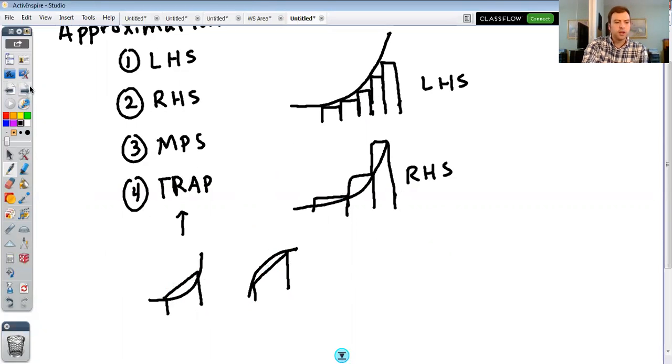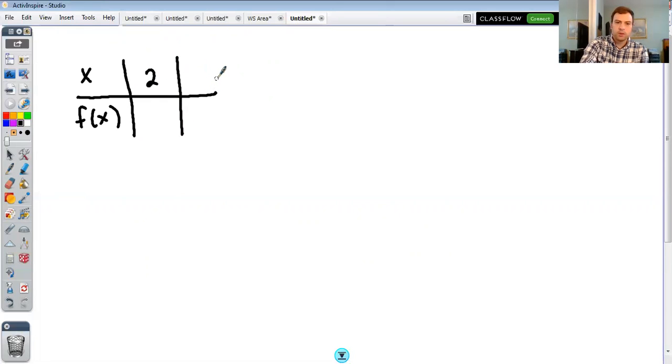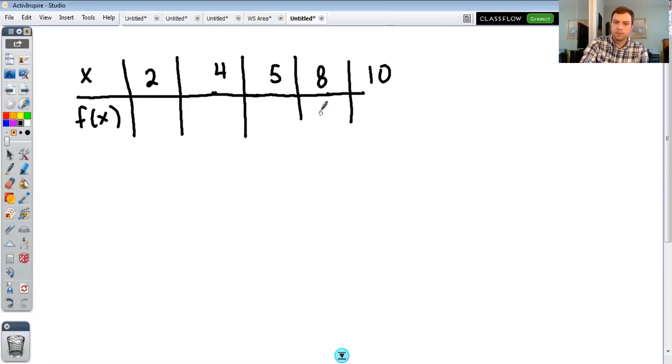And I'm going to focus this video very much AP style, so we're going to look at a table. So a lot of these problems on your AP exam give you a chart. Usually it's not generic, like x comma f of x. Usually it's some application, something similar like that. But let's say you have a table, and I'm going to give you x values of 2, 4, 5, 8, and then 10. And then the y values, let's say they're 1, 2, 4, 5, and then 7.